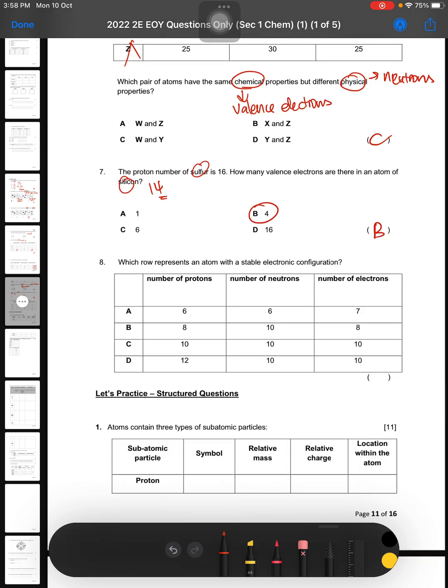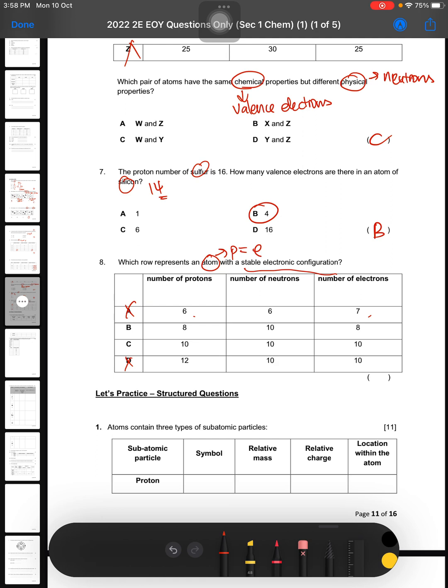Question 8. Which row represents an atom with a stable electronic configuration? Okay, so stable electronic configuration means the outermost shell must be fully filled. And then they have an atom here. Atom means P must be equal to E. The number of P must be equal to the number of E. So looking at the P and E, let's find out first. A, 6 and 7, they're not the same. A is out. B, 8 and 8, they're the same. C, 10 and 10, they're the same. D, 12 and 10, D is out. So we're left with B and C to choose from.